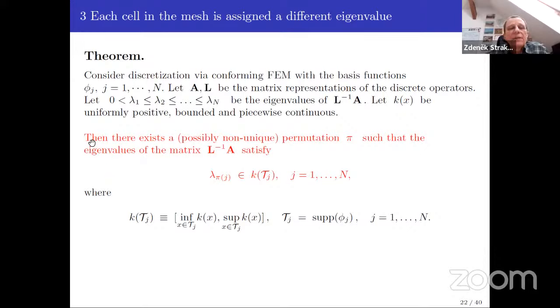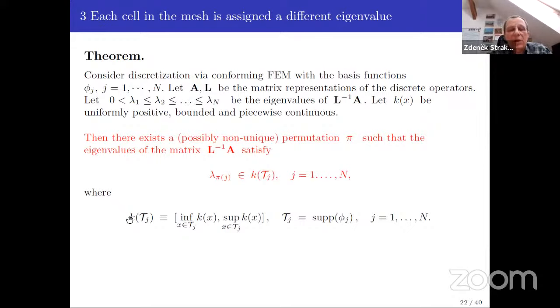And the statement is, then there exists a possibly non-unique permutation such that the eigenvalues of this matrix can be paired with the images of the supports of these individual basis functions when we use the function K for taking this image. So we take the images of the support, and in each image there must be one eigenvalue. Not saying that there must be at least one, but that we can have a one-to-one correspondence. There is a pairing.